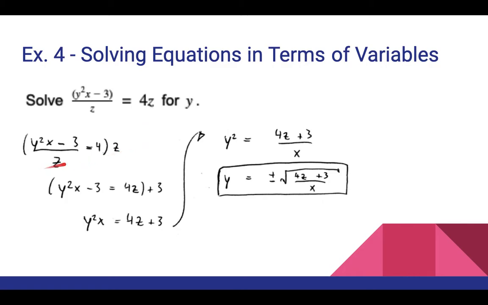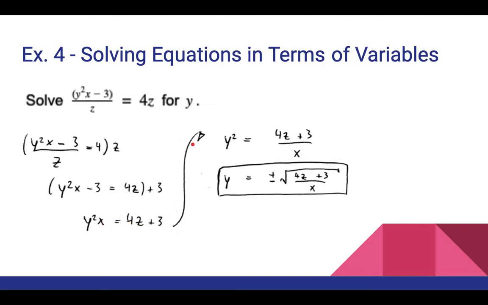That's a typo. So we multiply both sides by z to begin with to get rid of this z denominator, which gives us y squared x minus 3 equals 4z. So now the next thing that we're going to do is we have to get rid of this minus 3. So we're going to add 3 to both sides to get y squared times x equals 4z plus 3.